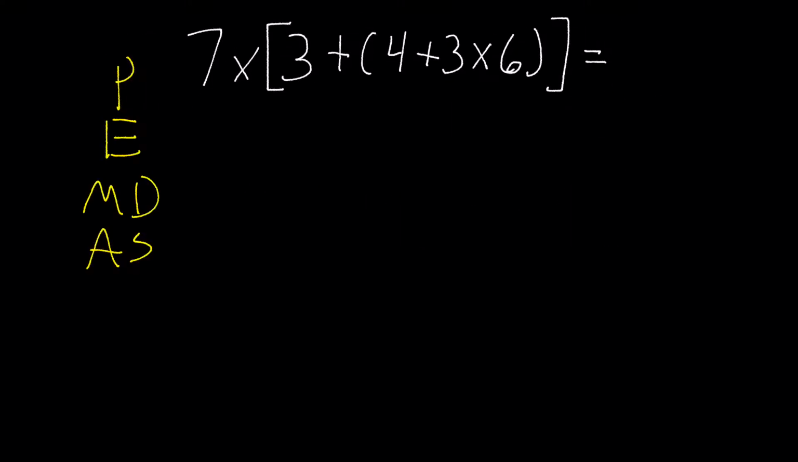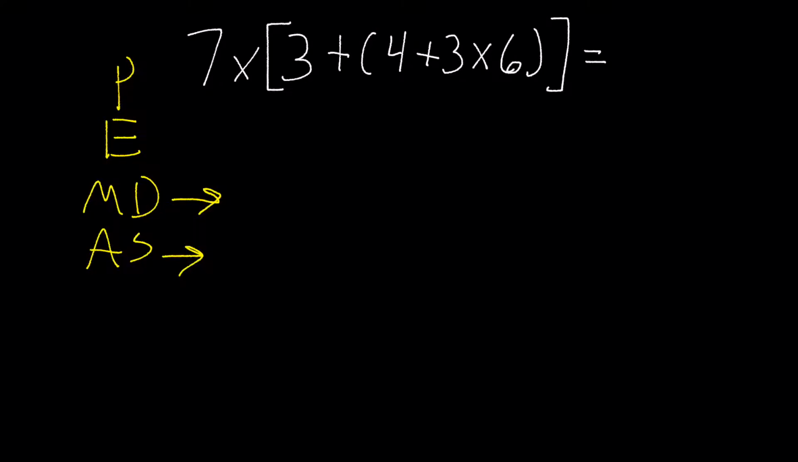So I've put our order of operations over on the side here just to remember. We start off with parentheses, then any exponents, then multiplication or division from left to right through the problem, and then addition or subtraction from left to right through the problem. So let's take a look at our example problem here. Do we have any parentheses? Yes, we have brackets, and we have parentheses.